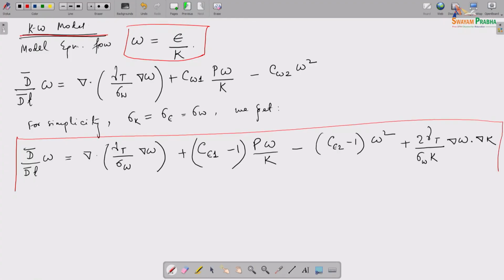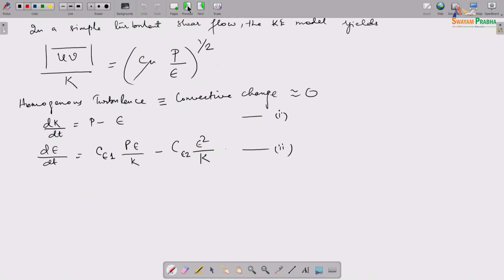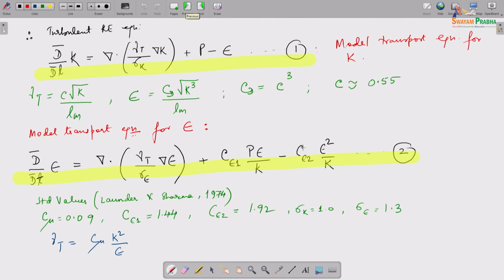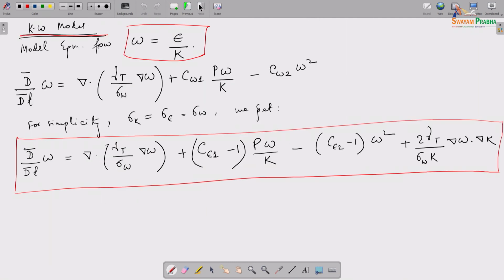So this is the second equation that we are going to solve in a K omega model. This is the model transport equation for epsilon, and this is the model transport equation for K. That changes, this one changes, right? So let's just say this one is the second equation.